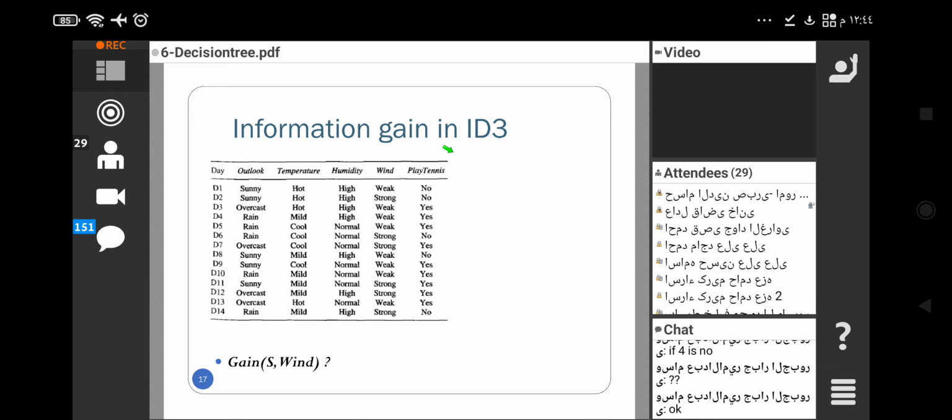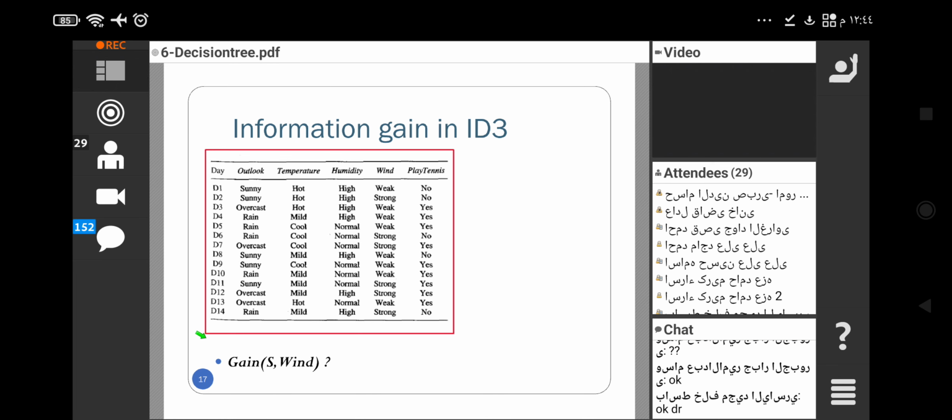Okay, we have this data. Similar to the last example, it's about tennis. And we have 4 features: outlook, temperature, humidity, and wind. And this is the output: play tennis. Okay, we want to calculate the gain of the wind feature in this data.